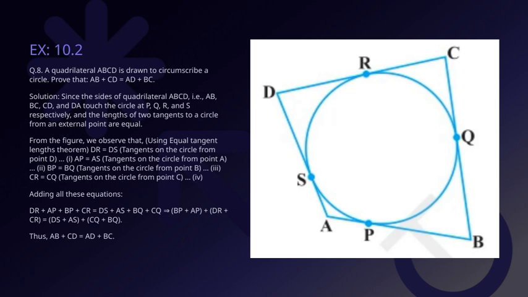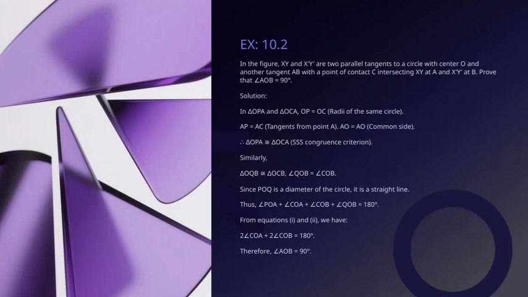In essence, this proof hinges on understanding that the lengths of two tangents drawn from an external point to a circle are equal, and that this property, combined with the configuration of the quadrilateral, leads us directly to the conclusion that AB plus CD equals AD plus BC. This is a beautiful illustration of how tangent properties and geometric relationships work hand in hand to reveal these elegant equalities. Let's analyze this step by step.